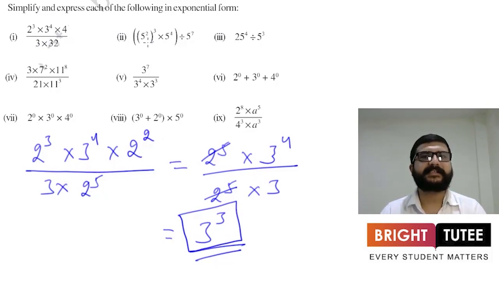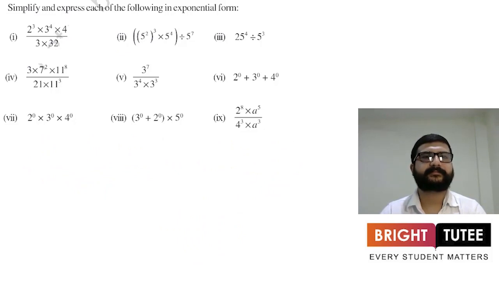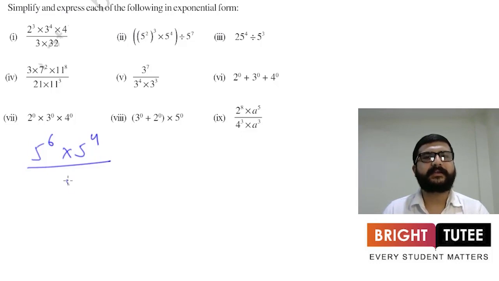Now let's see the second one. It is 5 to the power 2 whole to the power 3 into 5 to the power 4 whole divided by 5 to the power 7. So let's simplify it. 5 to the power 2 whole to the power 3, this will give us 5 to the power 2 into 3, that is 6. So this is 5 to the power 6 into 5 to the power 4 divided by 5 to the power 7. Now let's simplify it.